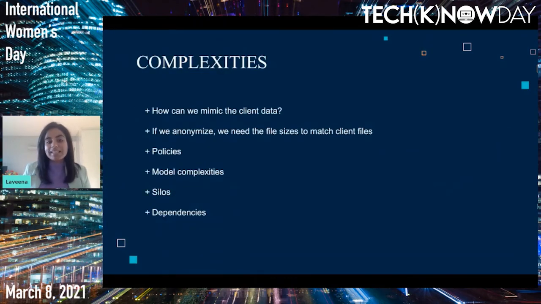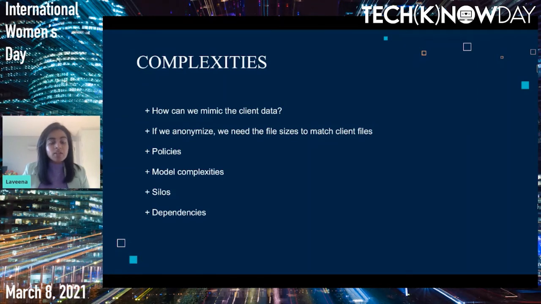Some of the complexities I've found as well that might help you on a day-to-day basis in your team or when you join a data science team. So how can we mimic the client data? Initially, anonymizing a few clients' data is fine, but when you have over 10, 20 clients, how are we going to spend so much time anonymizing data? That can take a lot of time, and we might even include some data biases by messing up some data by mistake.